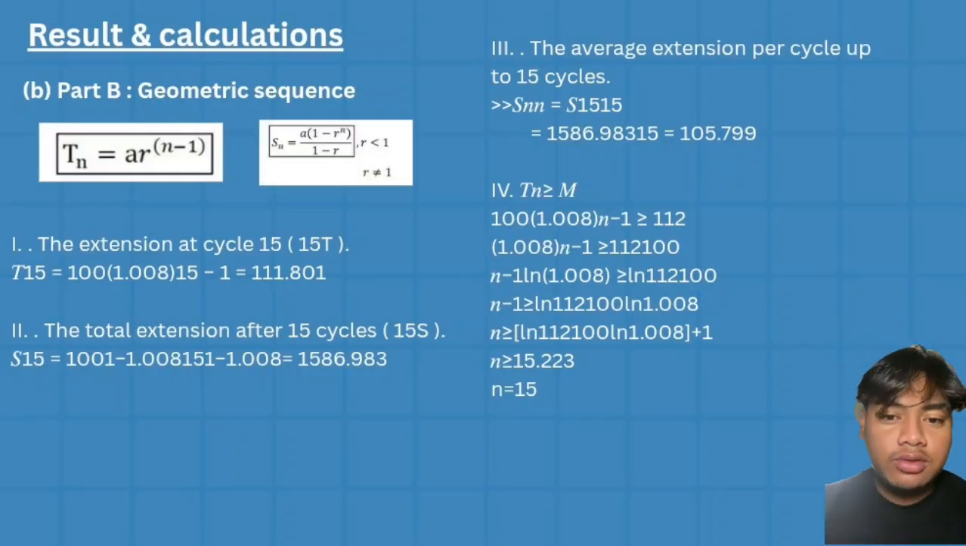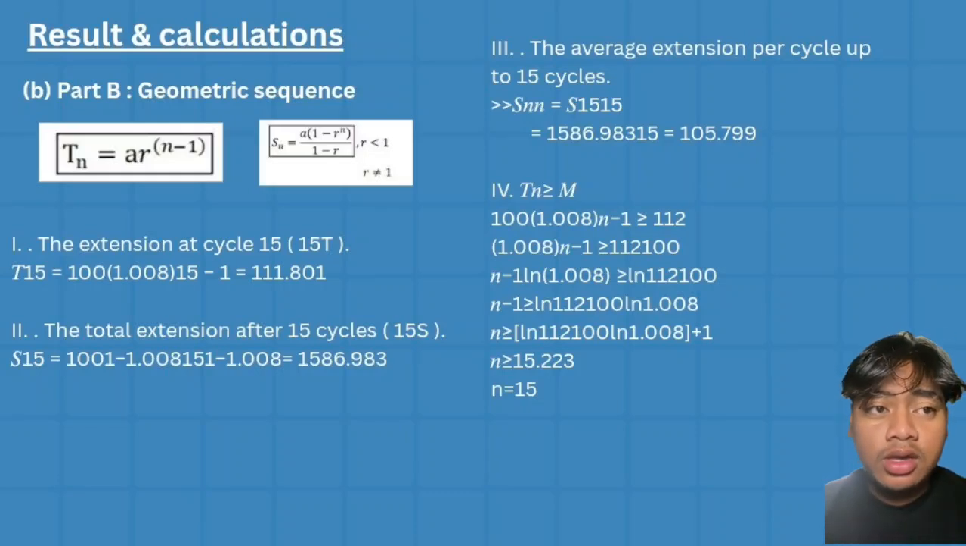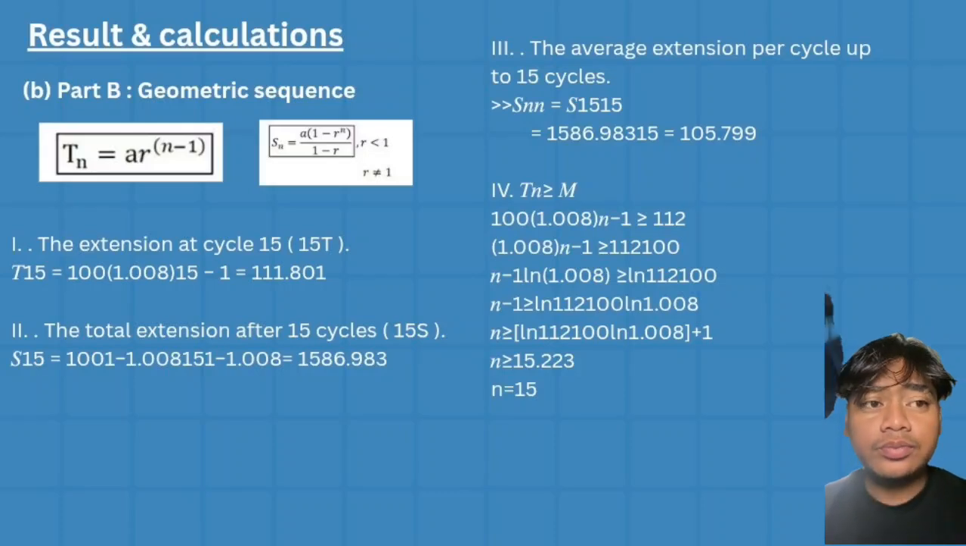Okay, so then we move to the result and calculation for part B. There's a geometric sequence. So two formulas are given for this sequence. Tn equals a r to the power n minus 1. Then the next formula is the sum of n terms equals a in bracket 1 minus r to the power n, close bracket, over 1 minus r. Then r is less than 1, and r also cannot be a value of 1.